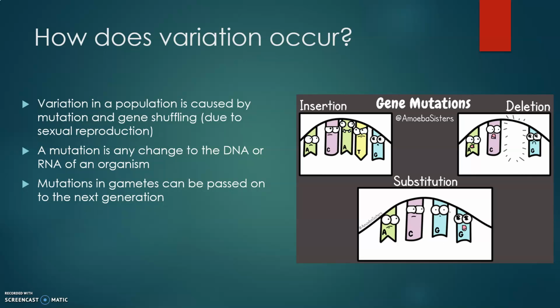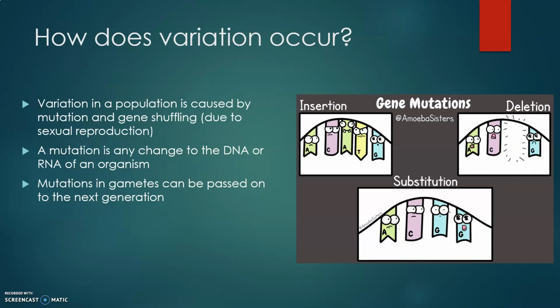So variation in a population is caused by mutation and gene shuffling. So that gene shuffling occurs through meiosis, but also through sexual reproduction when you get a combination of 2 parents' chromosomes. So we'll talk a little bit more about that as well when we talk about sexual selection and how that works. But a mutation is sort of what I wanted to focus on right now. So a mutation is any change to the DNA or RNA of an organism.